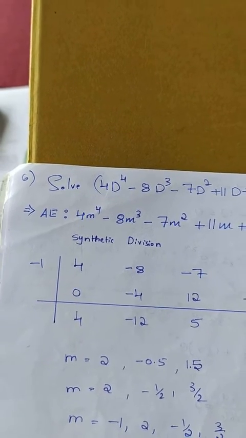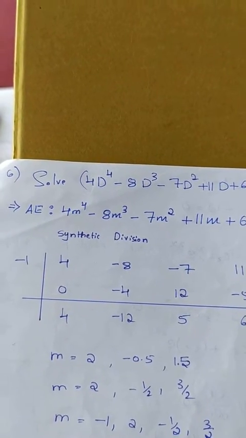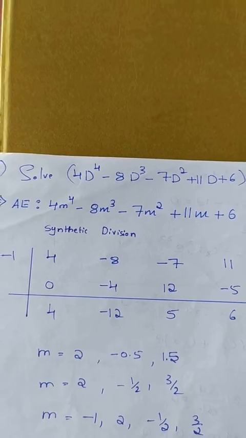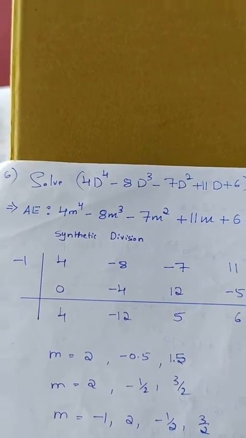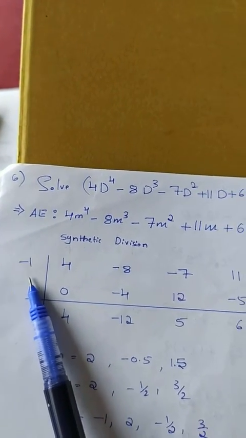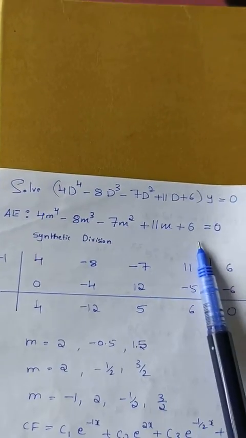Suppose 1 is not a root, which means 1 does not satisfy the equation, go to minus 1. Next, if minus 1 does not satisfy the equation, go to plus 2, next minus 2, plus 3, minus 3, etc. Within plus or minus 5, you will get one root. For this equation, we get minus 1. If you replace m by minus 1, we get 0.